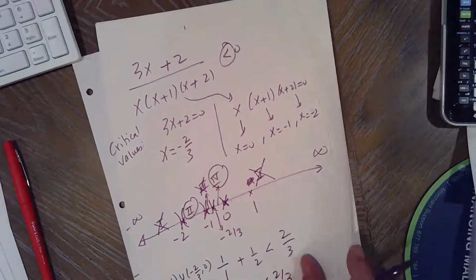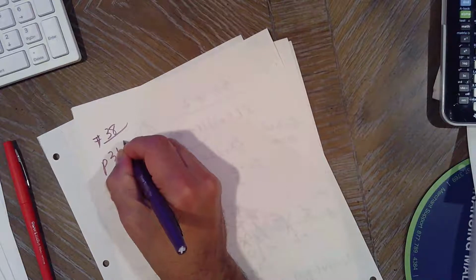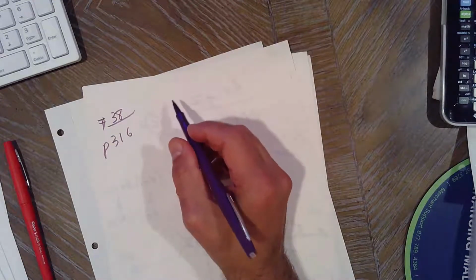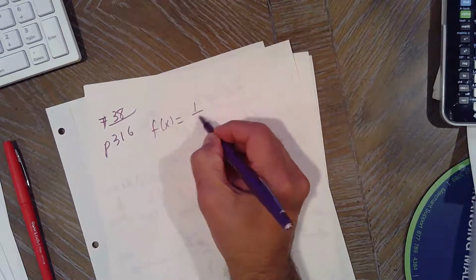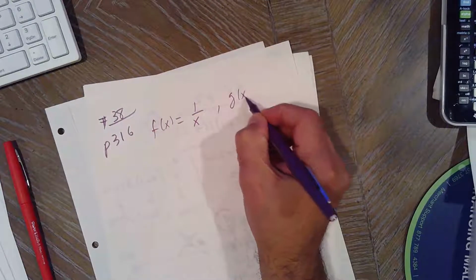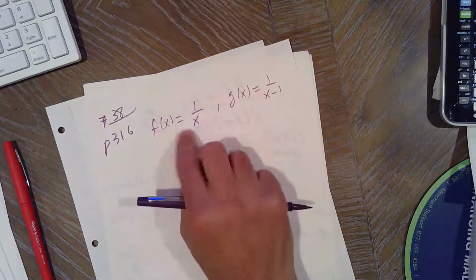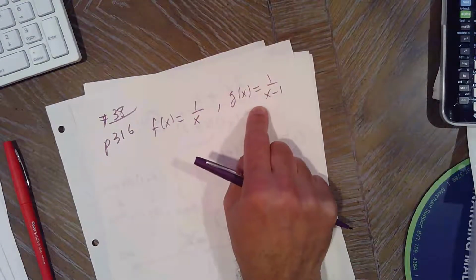Now let's look at 38, page 316, and that would, I think, be the last one that I have to do in chapter 3. So it says find all values of x for which the graph of f lies above the graph of g. So for the graph of f to lie above the graph of g, that means the y value of f has to be more than the y value of g.